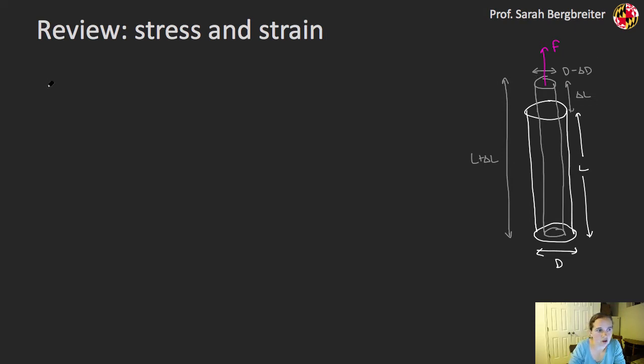Based on this example, I can define a couple important parameters for my system. Normal stress would be the first one. That's defined by sigma, and that's going to be the force over the area on which that force is applied, so in this case, this area right here. I also have my axial strain, written as epsilon A, which is the change in length divided by the original length of the bar, delta L divided by L.